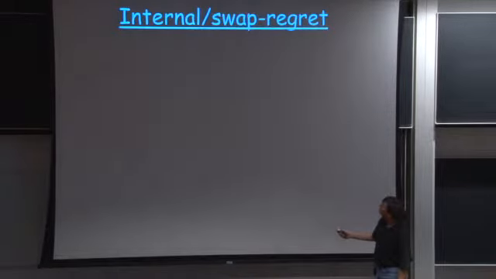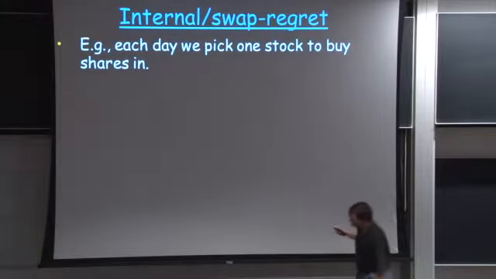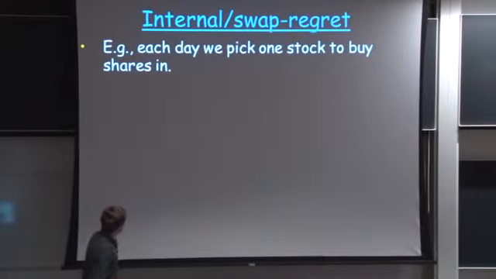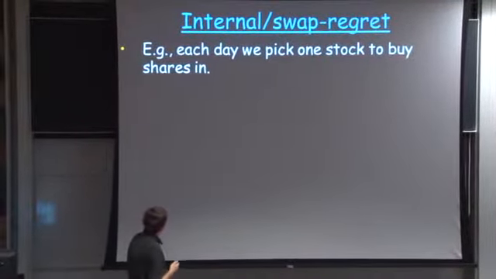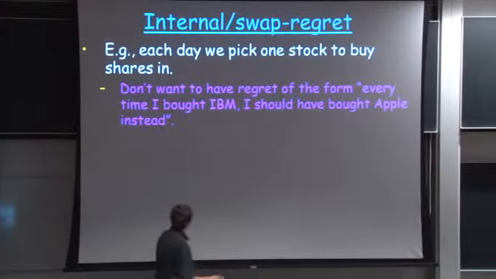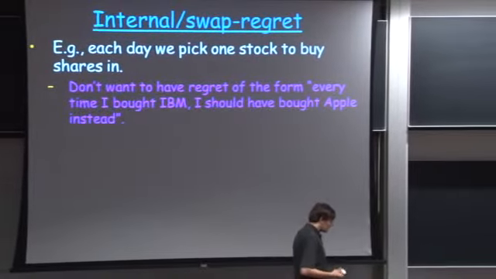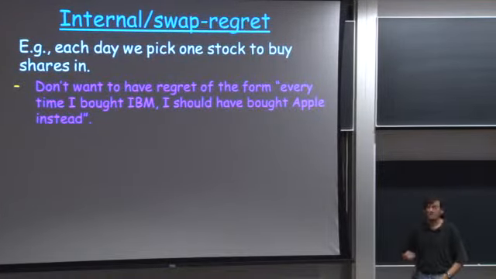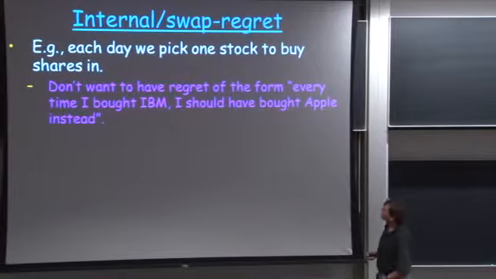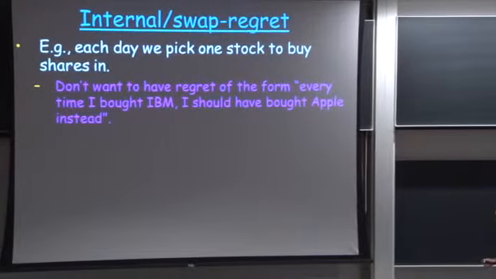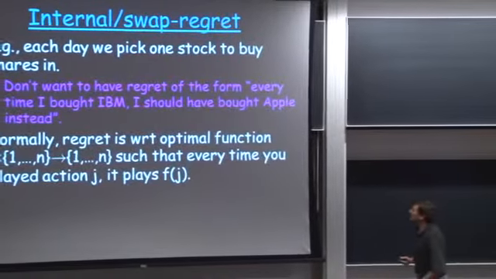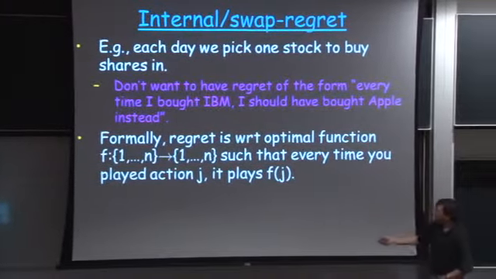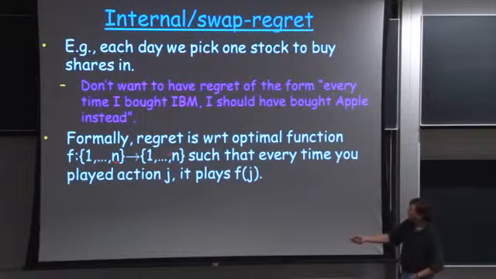It's a little funny, but one way I like to think of it is, imagine you're buying stocks. So every day you pick one stock to buy shares in, and what this is saying is, I don't want to have regret of the form: if I look back, every time I bought IBM, I should have bought Apple. That's the kind of regret I'm trying to not have. Okay. And formally, swap regret is with respect to the optimal rewiring function.